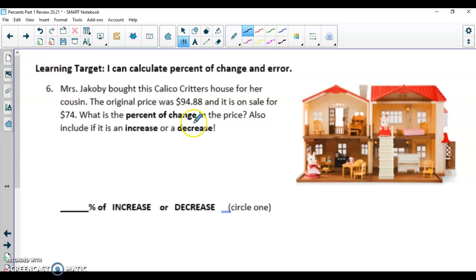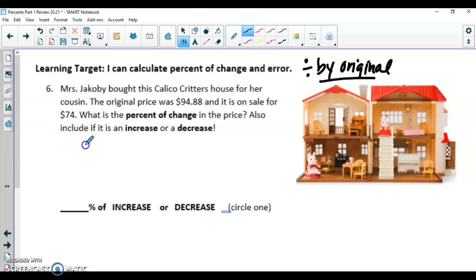Taking a look at number 6, Mrs. Jacoby bought this Calico Critters house for her cousin. The original price was $94.88 and it is on sale for $74. What is the percent of change in the price? Remember to divide by the original. Once you get the difference, go back and divide by the original. Also include if it's an increase or a decrease.